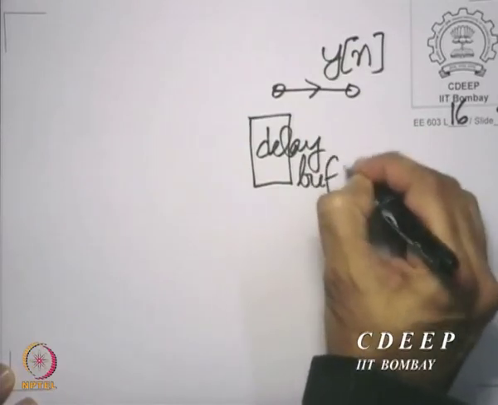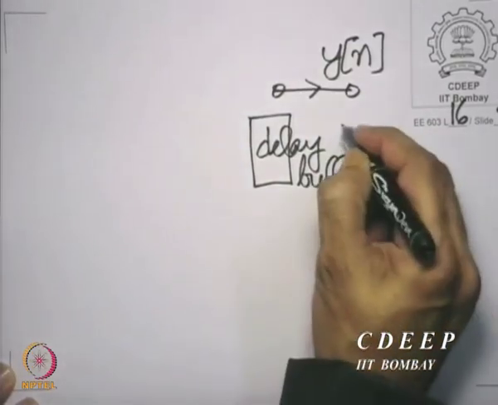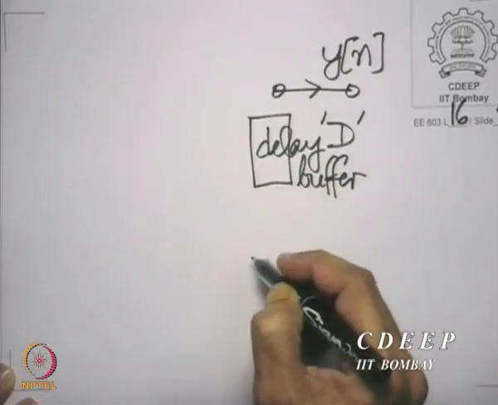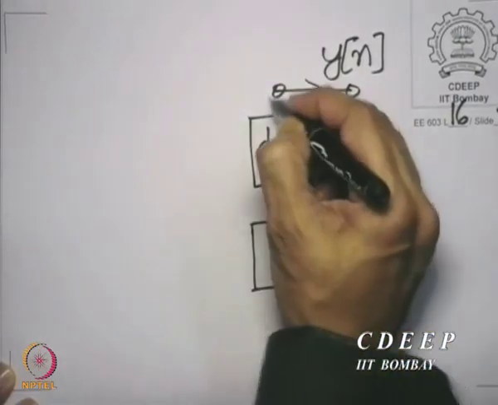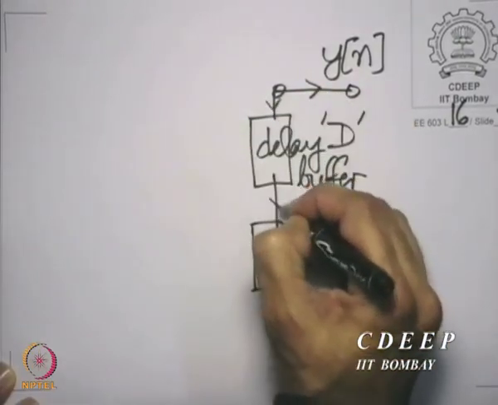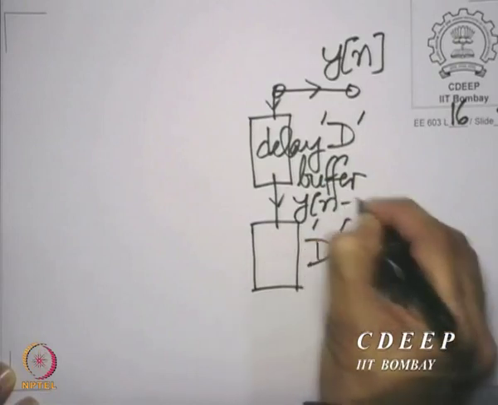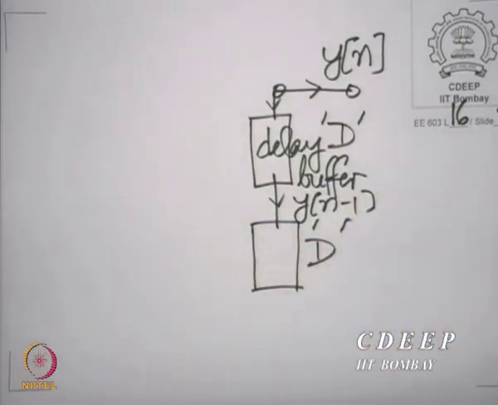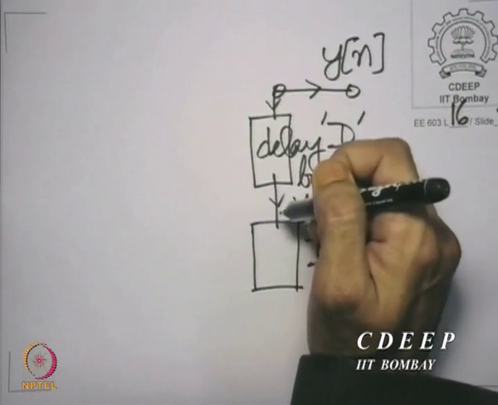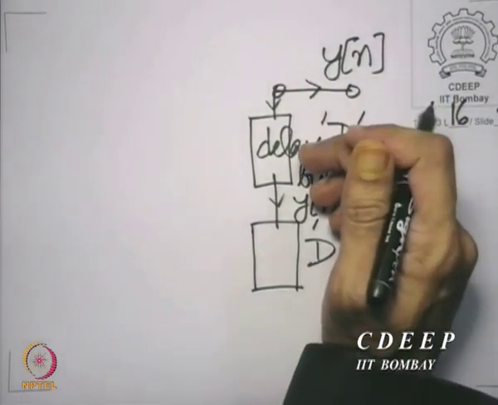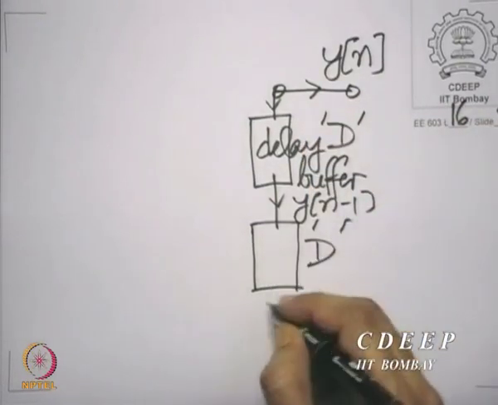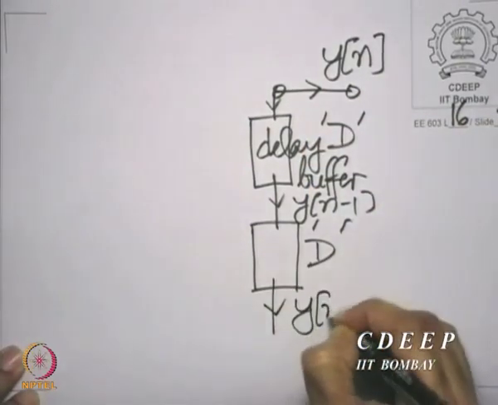So, you introduce a delay buffer, which we will denote by D. In fact, introduce two of them. When you feed y[n] to a delay buffer, what you get is y[n-1]. That means a delay buffer stores the previous value of the input given to it. In this case it is y[n], but in general a delay buffer stores the previous value of the input given to it. And of course, here you would get y[n-2].